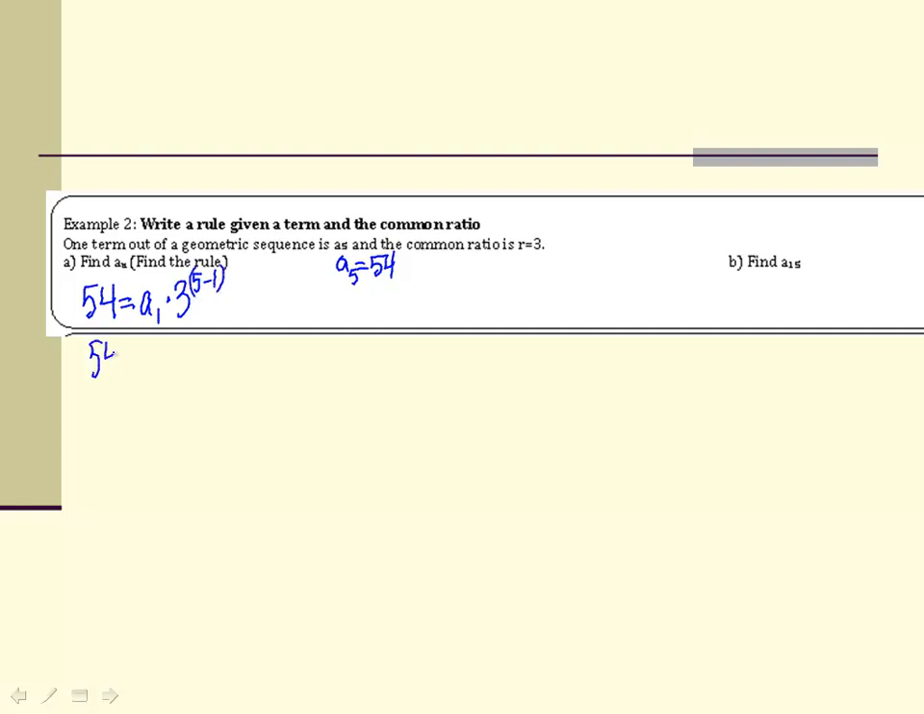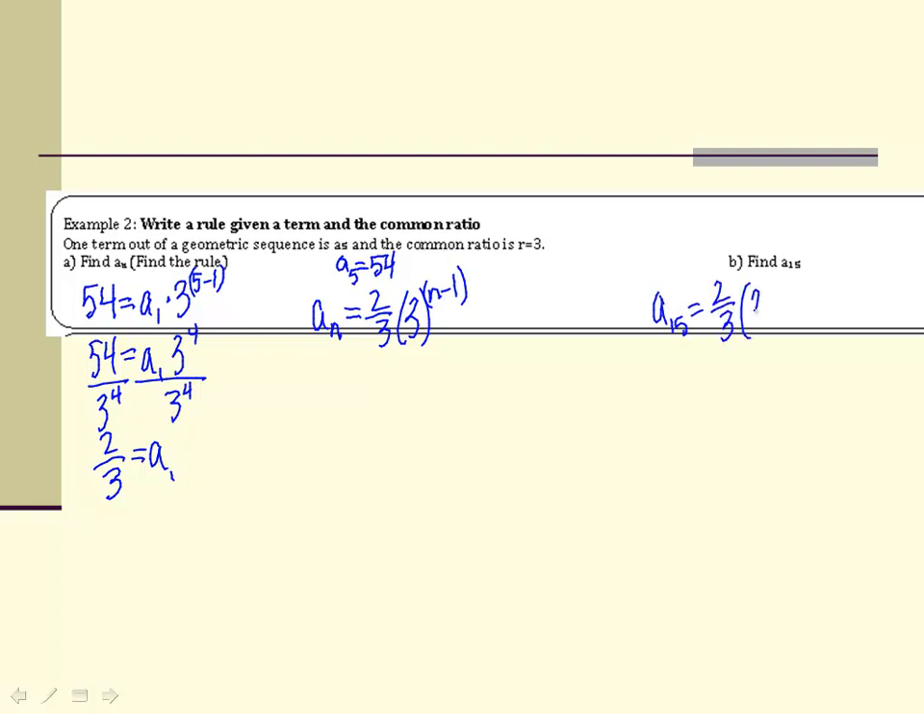So this is really 54 equals a sub 1 times 3 to the 4th power. If we divide both sides by 3 to the 4th, that'll give us a sub 1. So a sub 1 equals 54 divided by 3 to the 4th, which is 2/3. So we found a sub 1. Now let's write our equation. A sub n equals a sub 1, that's 2/3, times our ratio to the n minus 1 power. Now we want to find a sub 15. So a sub 15 equals 2/3 times 3 to the 15 minus 1 power.